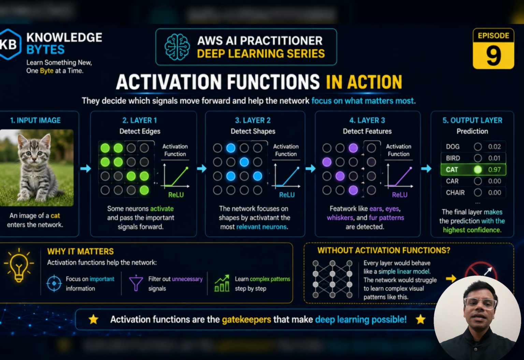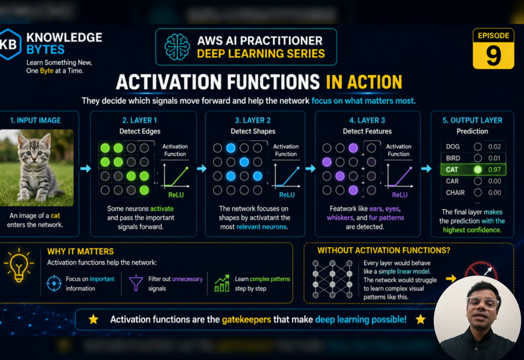Let's understand this with an image classification example. Suppose we give a cat image to the neural network. The first layer may detect edges, and some neurons activate because they see useful edge information. The second layer may detect shapes, and again only important neurons activate. The next layer may detect features like ears, eyes, whiskers, and fur patterns. Finally, the output layer predicts that this image is a cat.